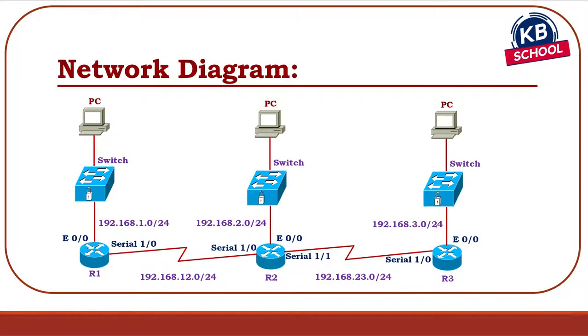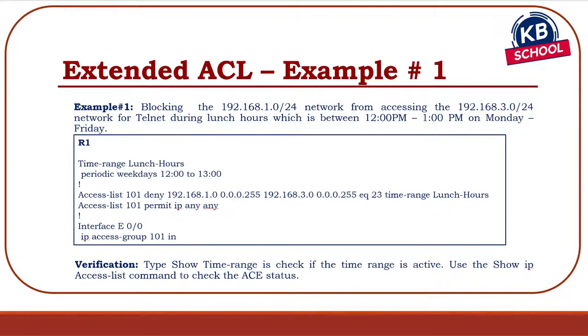So in this example, I have a network diagram which you're accustomed to, networks 1, 2, and 3, the LAN segments, the serials between R1, R2, and R3, all routing, clean config, and my example. Blocking the 192.168.1.0 network from accessing the 192.168.3.0 network for telnet during lunch hours, which is between 12 and 1 on Monday through Friday. Monday through Friday would be weekdays. Rather than writing 5 periodics, I can just say periodic weekdays from 12 to 1 is lunchtime. And during that lunchtime, I want to block them from doing what? Telnet to my 3 network.